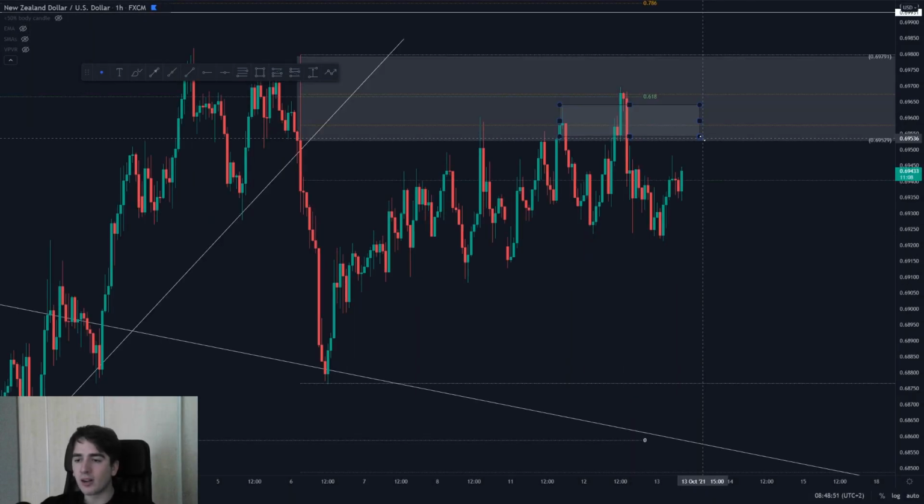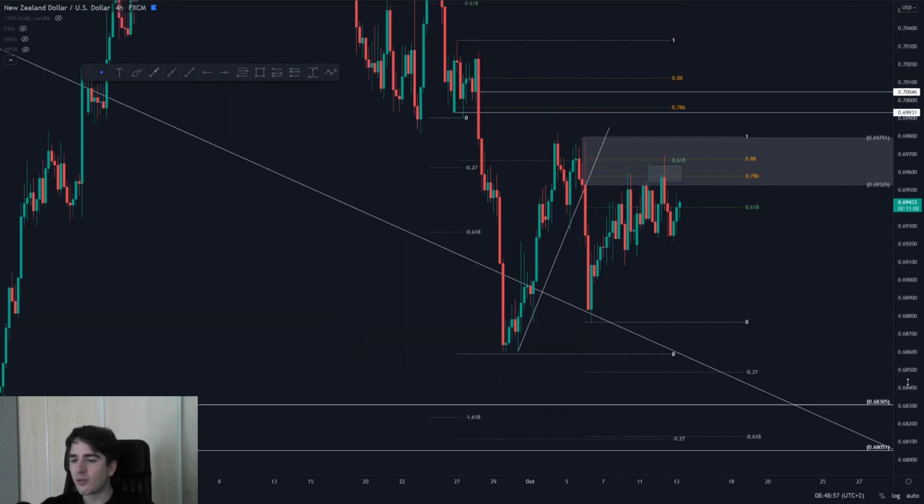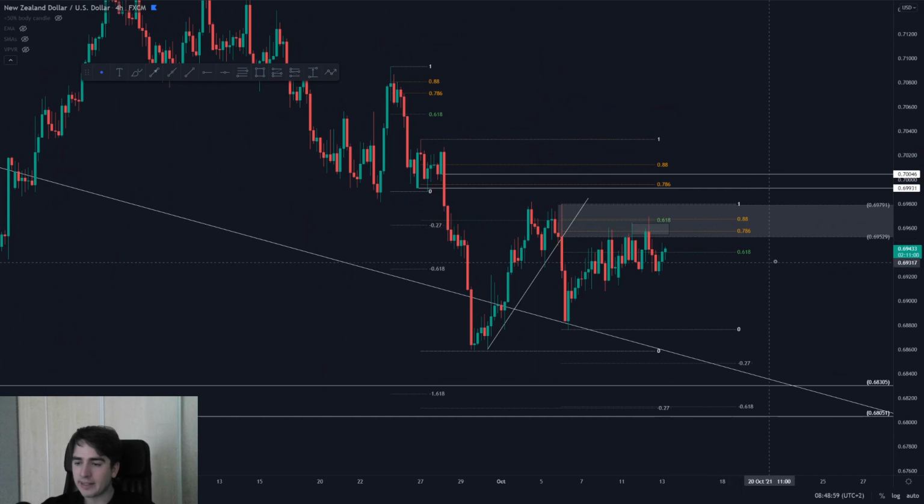So Kiwi dollar, guys, and Kiwi dollar reacted pretty well to this zone which I shared yesterday, going in towards the 4 hour. 4 hour is just absolutely hideous, but it is looking in some way kind of bullish. I wouldn't be surprised if we do start moving up higher, in my opinion. The overall market is just so messy and so consolidative that I know that it's preparing for something big.